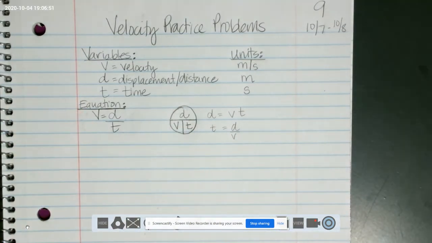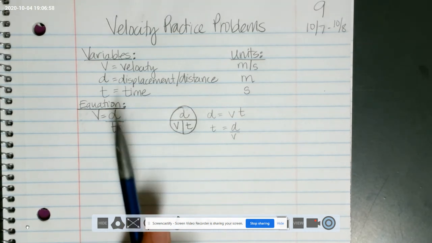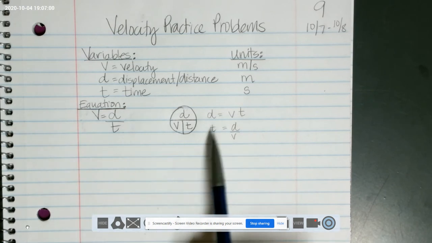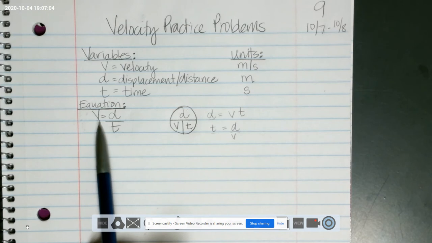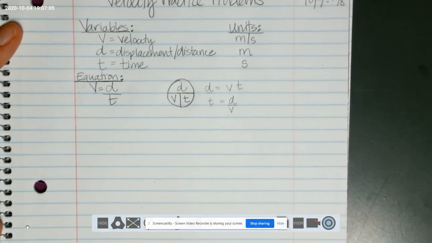Now, in most cases in the notes, I'm not going to give you all the equations rearranged. You're going to have to know how to either use the circle or do the algebra to rearrange it yourself. So what I did here was I gave you how to solve for distance, how to solve for time, how to solve for velocity. Okay, so let's try some example problems.